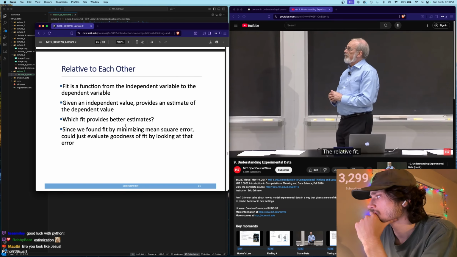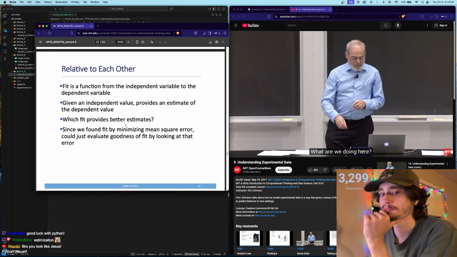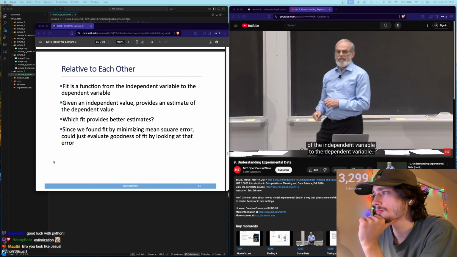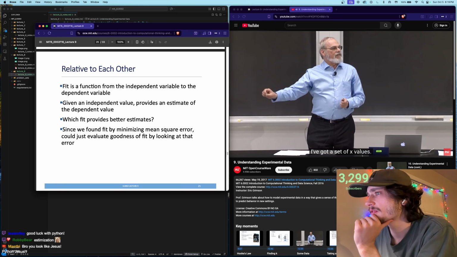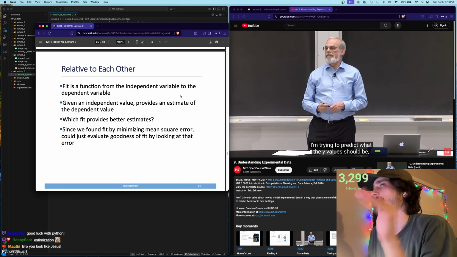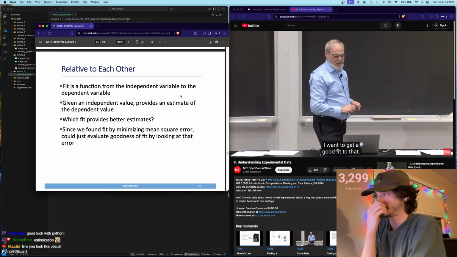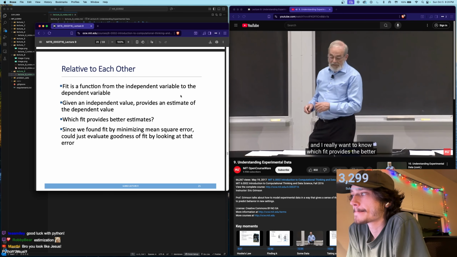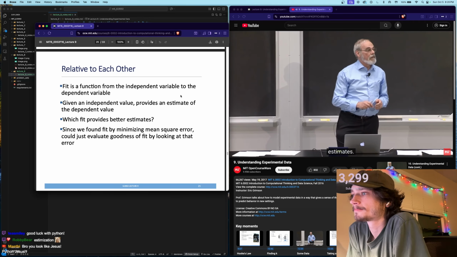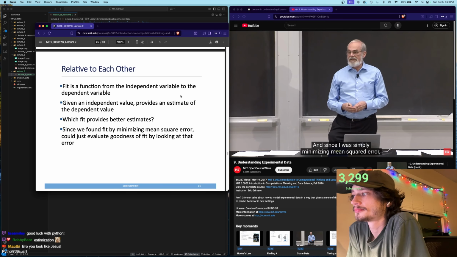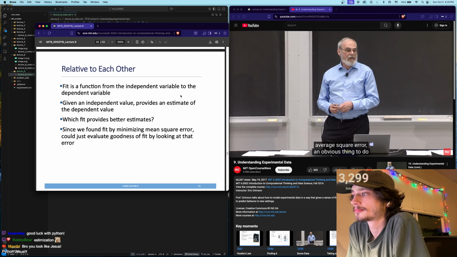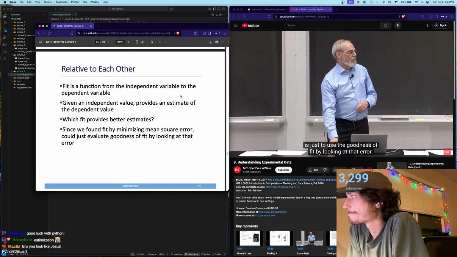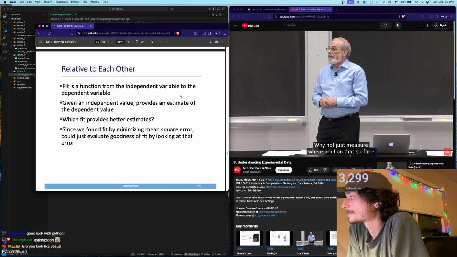Okay, the relative fit. What are we doing here? We're fitting a curve which is a function of the independent variable to the dependent variable. What does that mean? I've got a set of x values. I'm trying to predict what the y values should be. Given x values, we're trying to predict what the displacement should be. The idea is that given an independent value, it gives me an estimate of what it should be, and I really want to know which fit provides the better estimates. And since I was simply minimizing mean squared error, average square error, an obvious thing to do is just to use the goodness of fit by looking at that error. Why not just measure where am I on that surface and see which one does better?